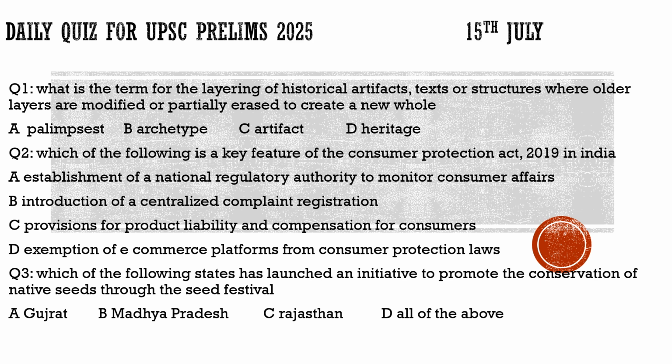Here it says, what is the term for the layering of historical artifacts, texts, or structures where older layers are modified or partially erased to create a new whole? So is it the palimpsest? Is it archetype? Is it artifact? Or is it heritage? The correct answer for this is definitely the palimpsest.